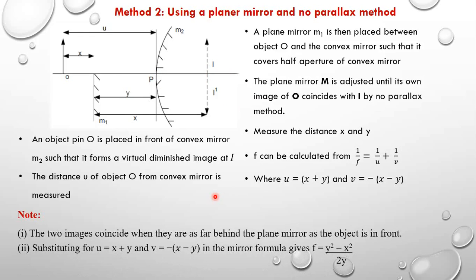And also, we need to know that when we substitute u equal to x plus y and v equal to negative x minus y in the mirror formula, we shall get our f as y squared minus x squared divided by 2y. So when we substitute this and make f the subject, we shall have our f using this formula. If you have x and y, you can just use this formula to get f.